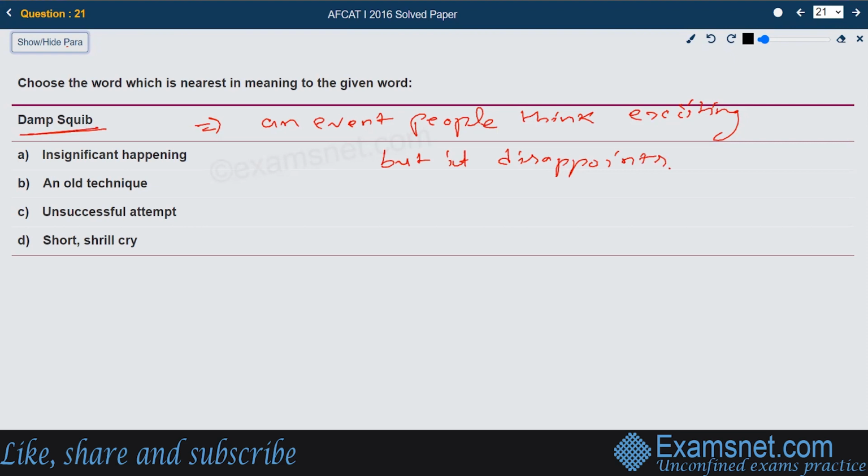So if you look at the options, insignificant happening, an old technique, so it cannot be that. An unsuccessful attempt, this also cannot be there because it is not an attempt, it is an event. Short, shrill cry, no, not at all. So the right answer is A, insignificant happening.